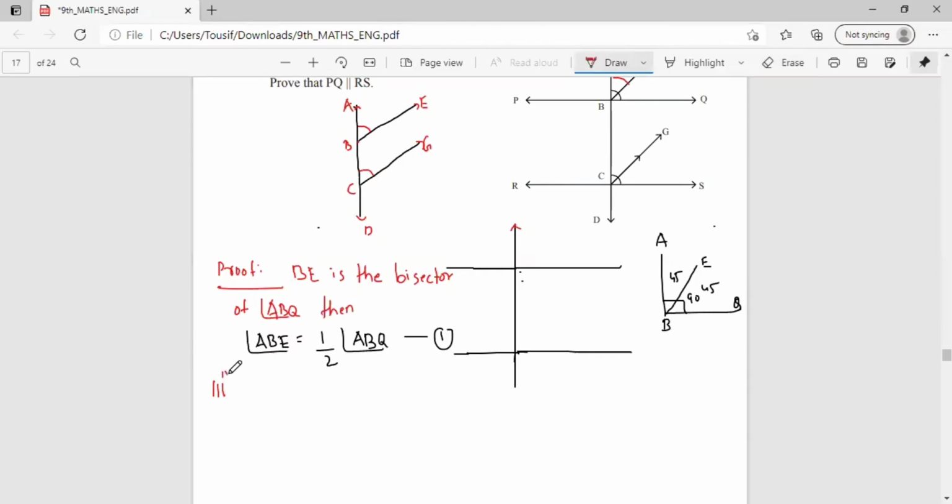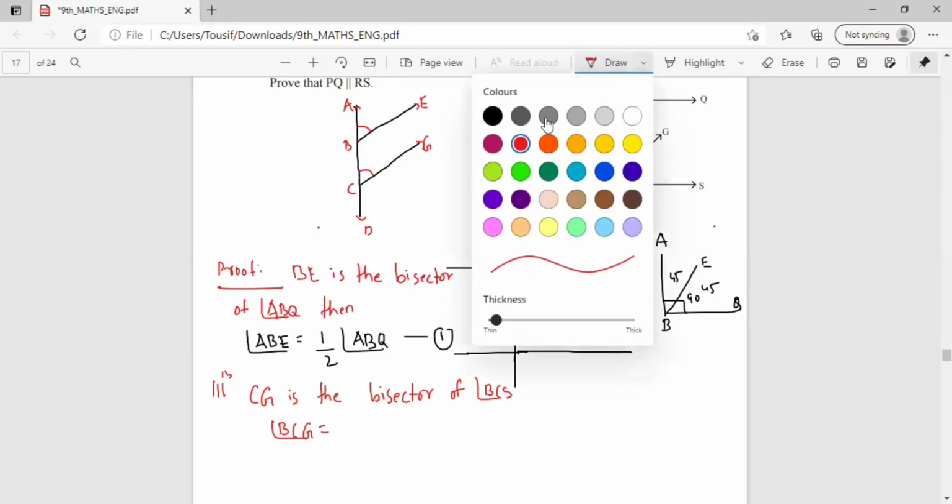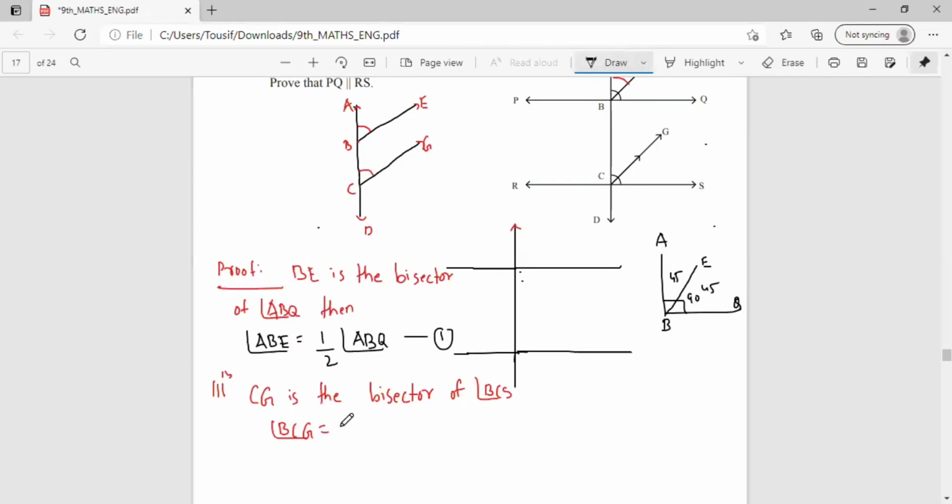Similarly, as you can see, CG is the bisector of angle, which angle? BCS. Then what can we write? That is, BCG is half of the whole angle, that is angle BCS. We're going to mark it as our second equation.